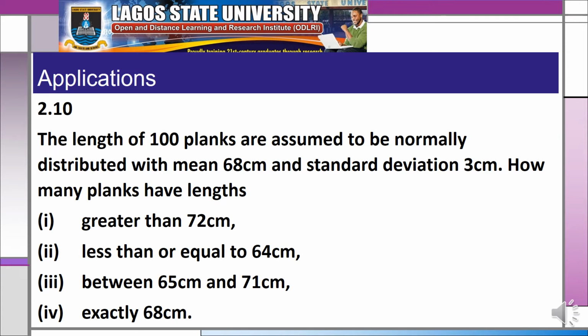Example: the lengths of 100 planks are assumed to be normally distributed with mean 68 cm and standard deviation 3 cm. How many planks have lengths: 1, greater than 72; 2, less than or equal to 64; 3, between 65 and 71 cm; 4, exactly 68 cm?